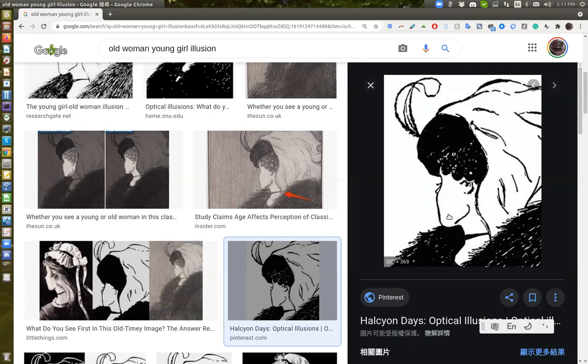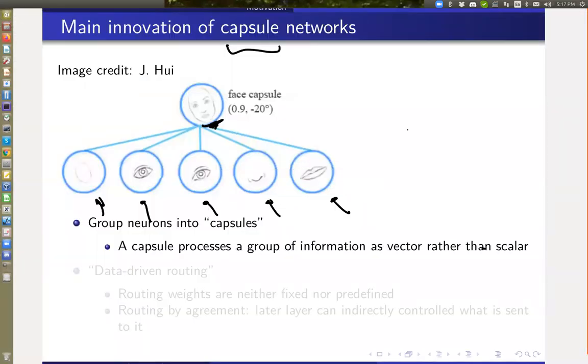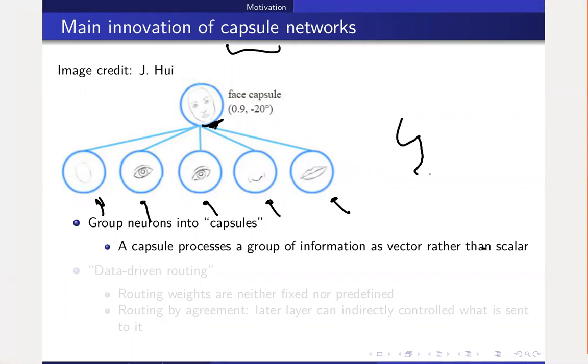So it depends on what you see. When you see the old lady, you would think this is the mouth, right? What I want to say is that if you're doing a feed-forward neural network, it will just determine that this is the mouth, and then, based on this being the mouth, I look at the entire picture and decide that she is an old lady.